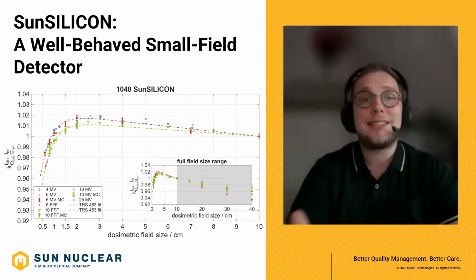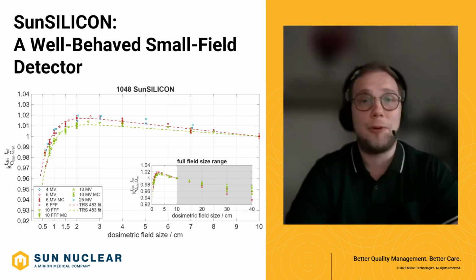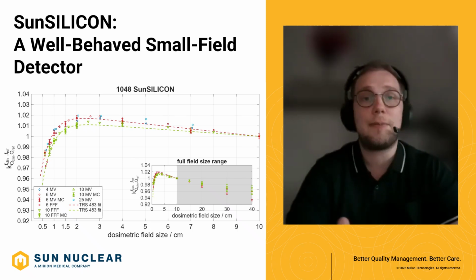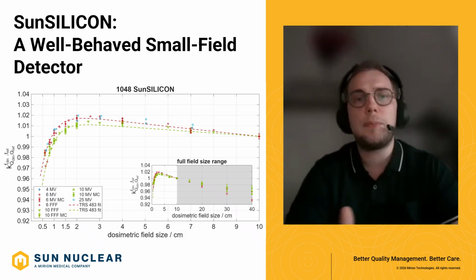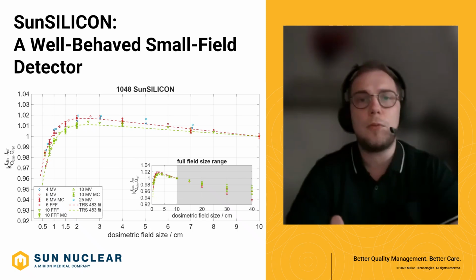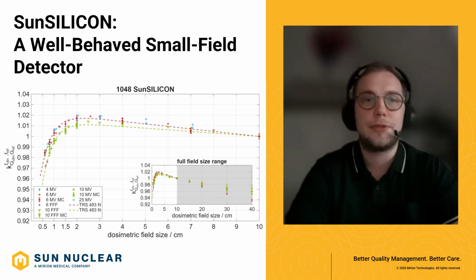Luckily, every SunSILICON result here stays inside this window from 0.4 to 10 centimeters, its full rated range. From 0.6 centimeters upwards, the correction deviates by no more than 2% from unity. The agreement between both methods is equally strong, with a root mean square error below 0.002. So this is not a Monte Carlo result alone. 4 independent measurement data sets clearly confirm the same trend.